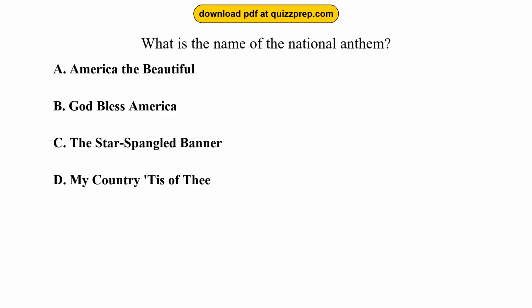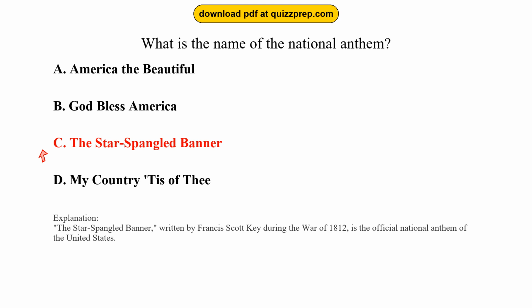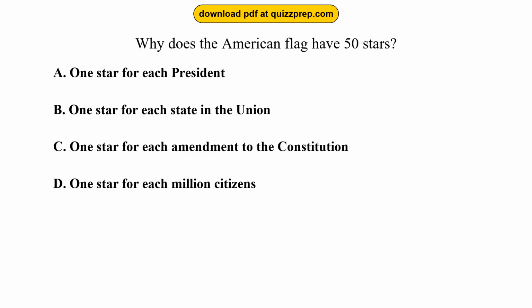Question 82. What is the name of the national anthem? Option A, America the Beautiful. Option B, God Bless America. Option C, the Star-Spangled Banner. Option D, My country, 'tis of thee. The correct answer is option C, the Star-Spangled Banner. The Star-Spangled Banner, written by Francis Scott Key during the War of 1812, is the official national anthem of the United States.